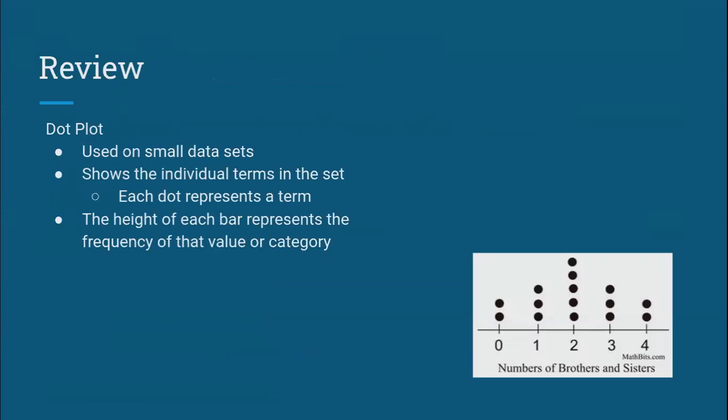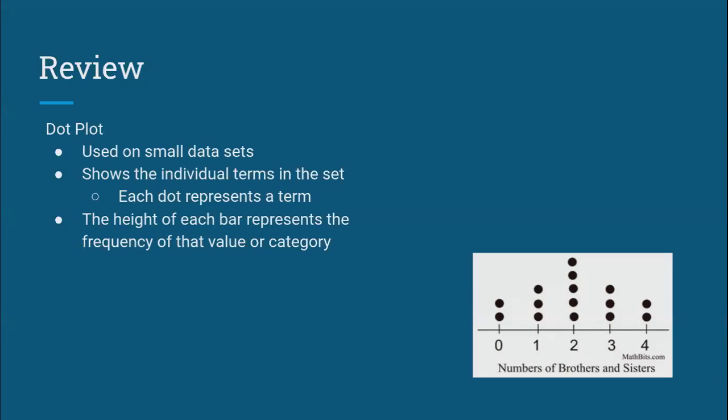Okay, so let's start our review. We talked about a dot plot. Dot plots are used on small data sets. It shows the individual terms in a set, and each dot represents a term. The height of each bar represents the frequency of that value or category, or how often that thing happens. So our dot plot is about the number of brothers and sisters.